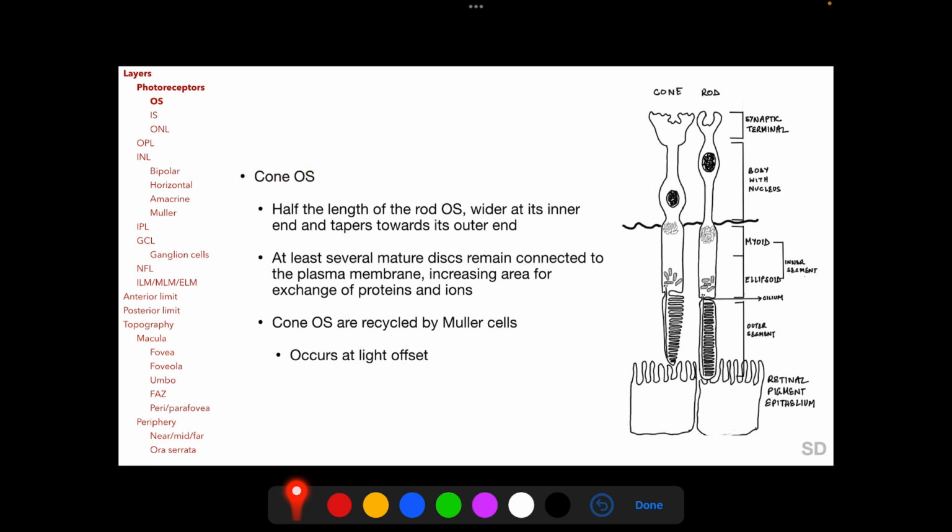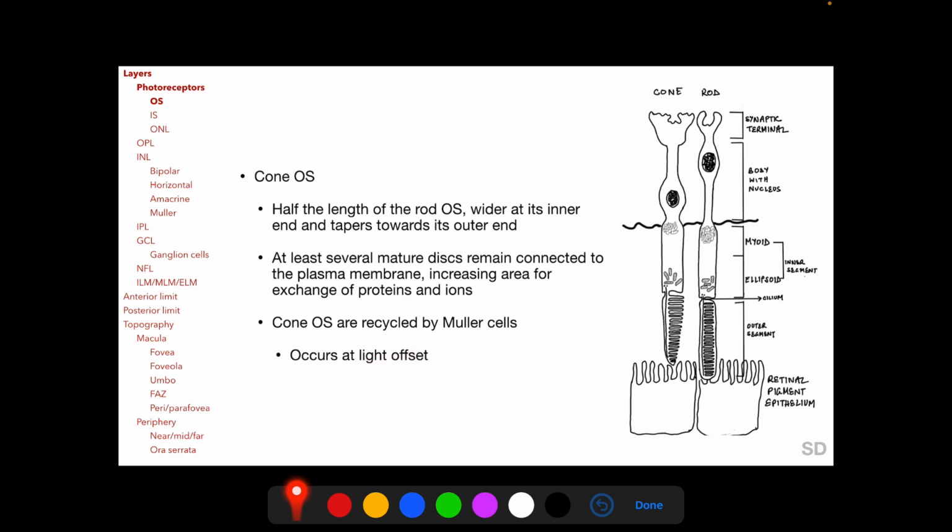The cone outer segment is approximately half the length of the rod outer segment, wider at its inner end and tapers towards its outer end. And at least several, if not all, mature discs in the cone outer segment remain connected to the plasma membrane of the outer segment of the cone, increasing the area for exchange of proteins and ions. And this is another difference between the cone outer segment and the rod outer segment apart from their shape. The cone outer segment discs are recycled by Muller cells and this occurs at light offset when cones are no longer required for visual function.